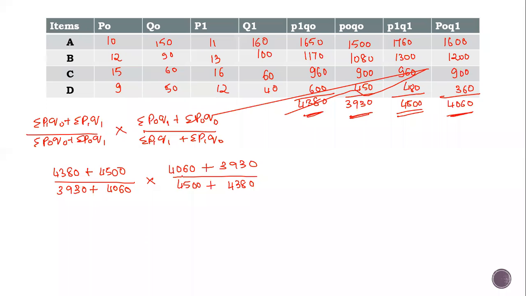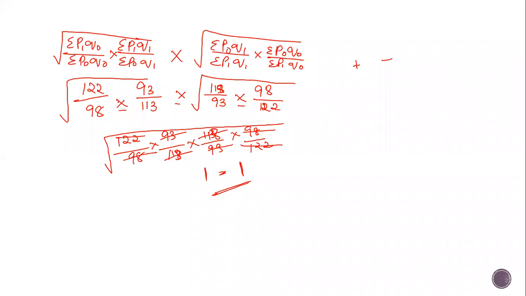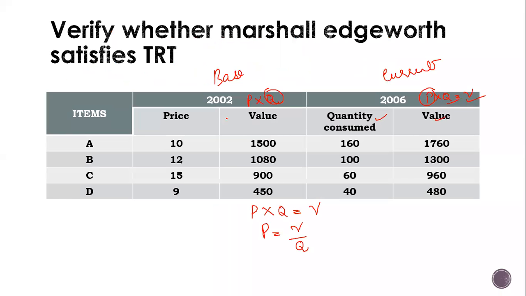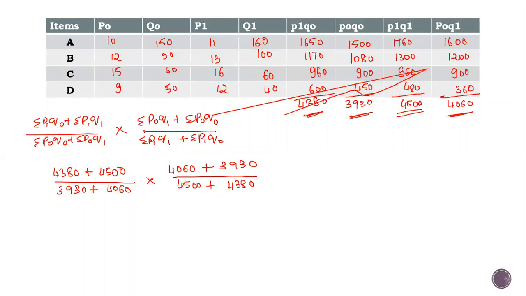Can you directly cancel here as in a geometric mean? Here, I told you to cancel directly because it is in the product form. But here what has happened? It is in the arithmetic form. You have to add it. First you have to add and convert it into the product form. Okay, 4380 plus 4500, what is the value? 8880, divided by 3930 plus 4060, 7990, into 4060 plus 3930, 7990, divided by 4500 plus 4380, you'll get 8880. When you see here, the value is the same. So you can directly cancel over here, which is equal to 1.